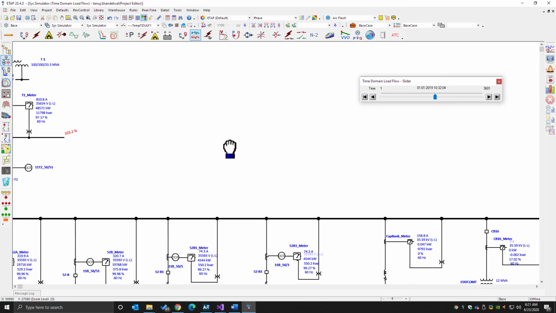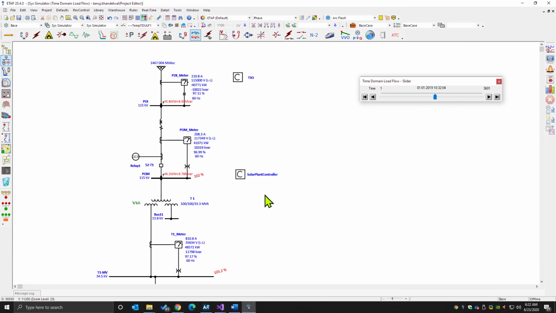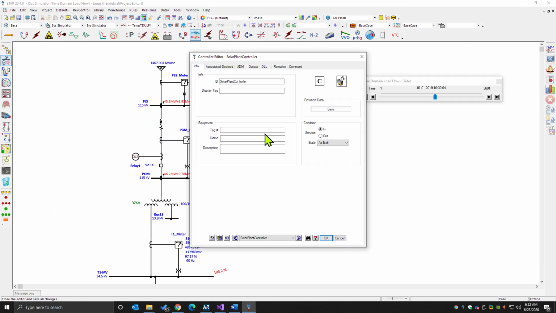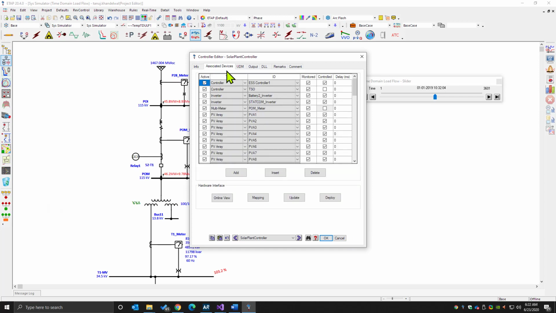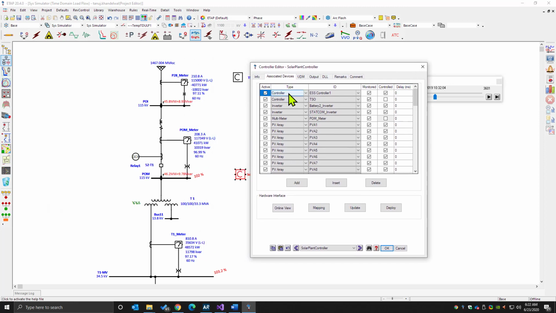So let's take a look at one of our controllers in a little bit more detail. If you open up our solar plant controller, the very first thing that you would define are the associated devices, as we discussed earlier. This associated devices list includes additional controllers that this controller can communicate with. So in this case, the solar plant controller is communicating with our energy storage controller as well as a TSO.